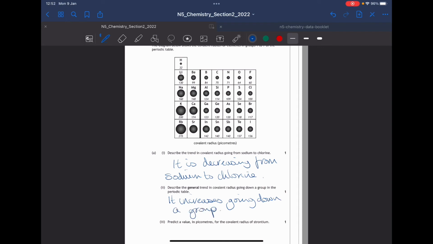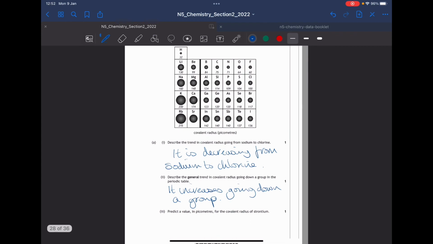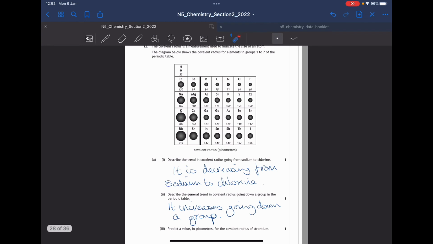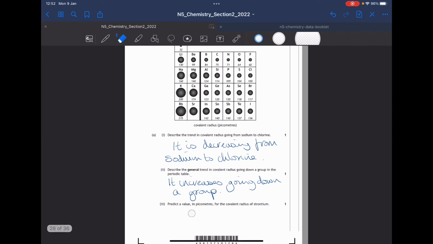And then part 3, predict a value in picometers for the covalent radius of strontium. So using the patterns we've just observed, it's most likely going to be bigger than 174, but it'll be smaller than 215, so it needs to fit in between those two somewhere. So if we just pick any number between those two, I'm just going to go for 201, but you can pick any number between 174 and 215 because those numbers would be fitting the pattern.